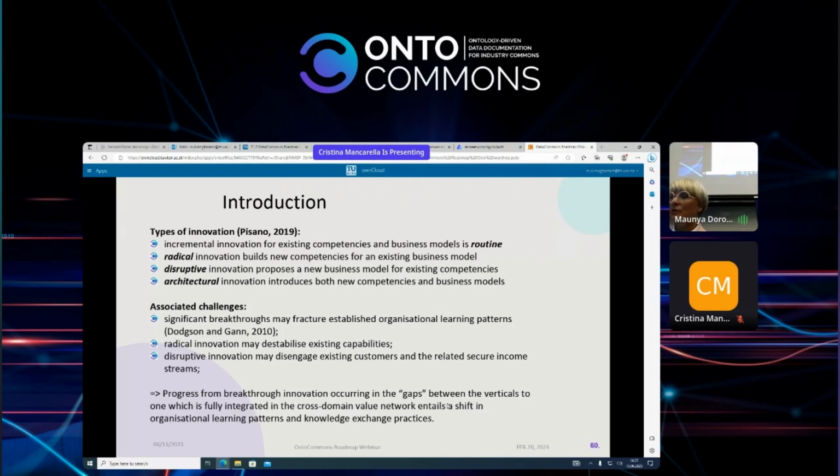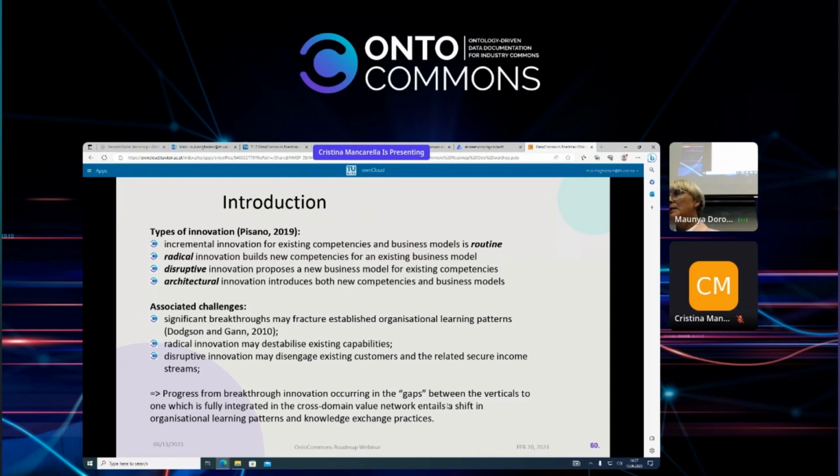It's also worth noting that any significant breakthrough will always fracture established organizational learning patterns. This is why it's such a big risk for industry, because radical innovation, as in technological innovation, will destabilize existing capabilities, so it means renewing capabilities. And disruptive innovation, as in business innovation, may disengage existing customer bases. So this needs to be managed really carefully. Otherwise, we may end up with losses of profit.